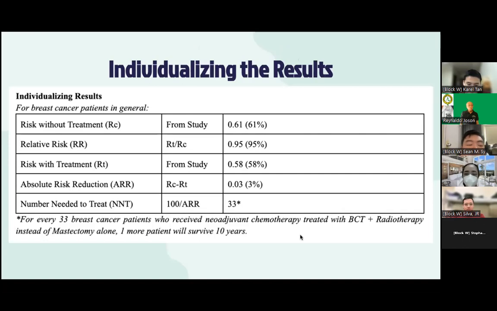To individualize the results, we tried to compute the number needed to treat, and we found that for every 33 breast cancer patients who received neoadjuvant chemotherapy and were treated with breast conservation therapy plus radiotherapy instead of mastectomy alone, meaning mastectomy without radiotherapy, one more patient will survive in 10 years.